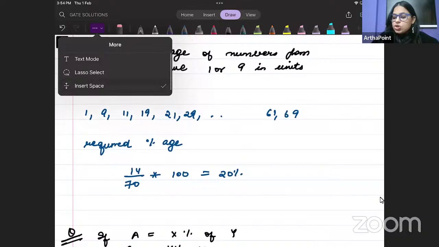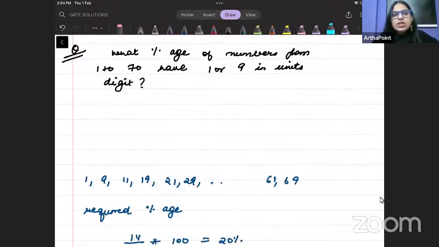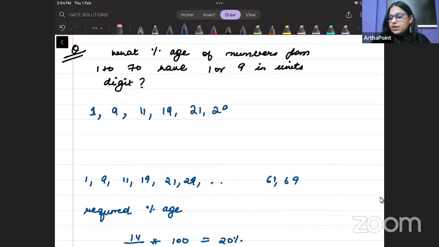This is a good one. It says, what percentage of numbers between 1 and 70 have either 1 or 9 in the unit digit? So what will be our numbers, beta? It can be 1, it can be 9, it can be 11, it can be 19, it can be 21, it can be 29, and so on till 61, 69. Now think carefully for a moment. How many numbers for every 10 numbers? 2 numbers, 2 numbers, 2 numbers, and so on.